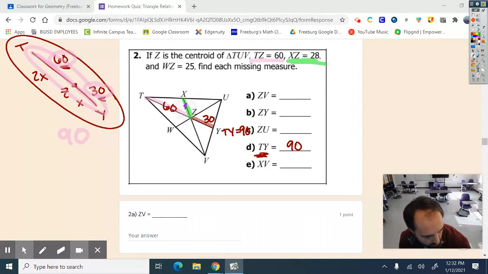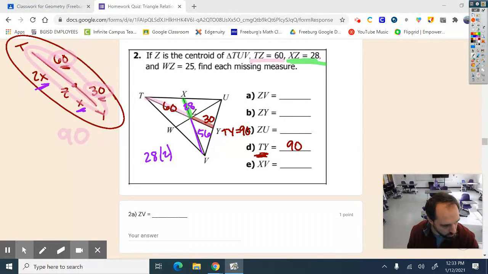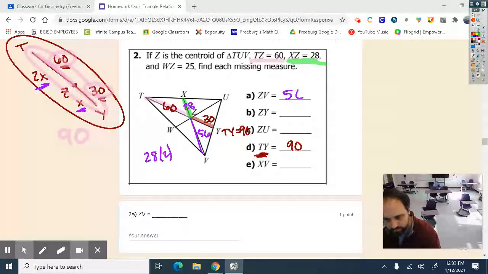So if this is 28, what is the remaining part? Well, I can do 28 times 2, which is 56. 28 times 2, because again, it's a 1 to 2 ratio. So I've got 56 there, which was z to v. We already had zy, that was the 30. And then z to u.